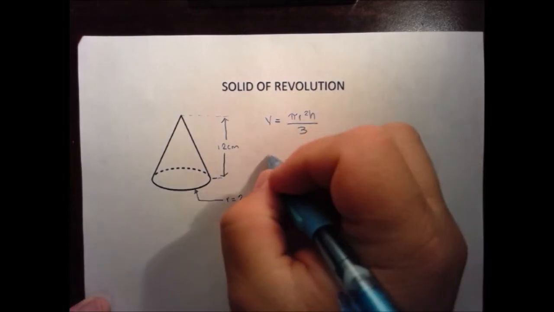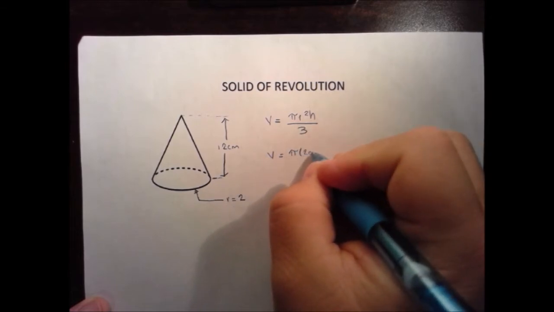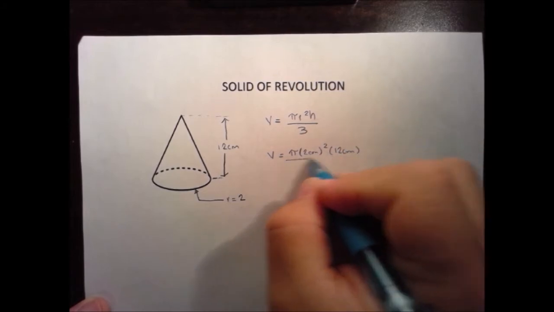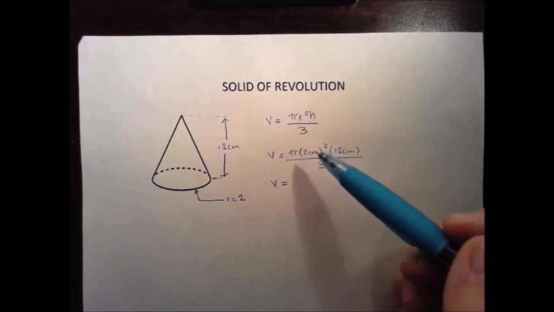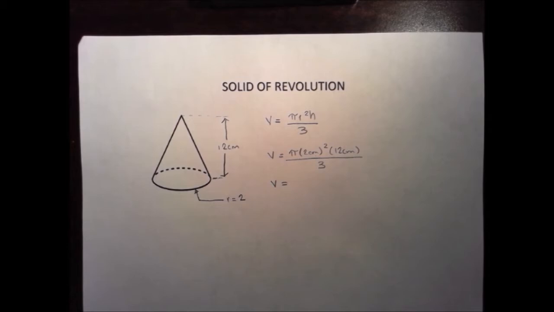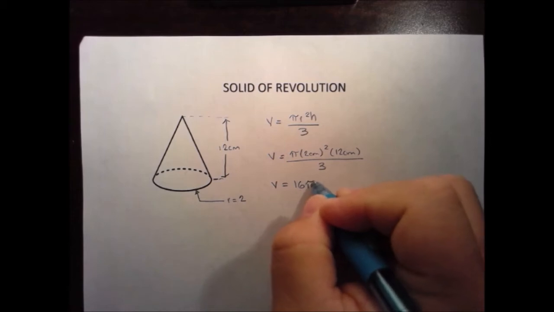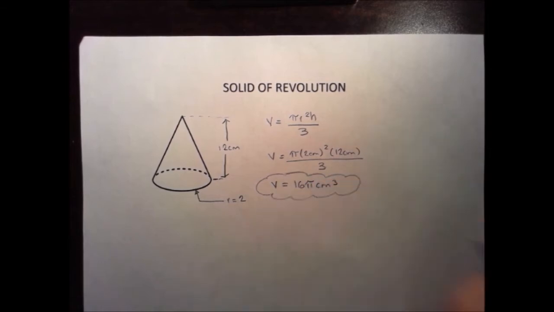The volume is going to be pi times the radius, that's 2 centimeters squared, times the height, that is 12 centimeters, divided over 3. So 2 by 2 in that case is 4, and 4 times 12 is going to be 48, and this divided over 3 is going to be 16. We're going to have 16 pi cubic centimeters, and this is going to be the volume of the cone. But this is done by the traditional formula.